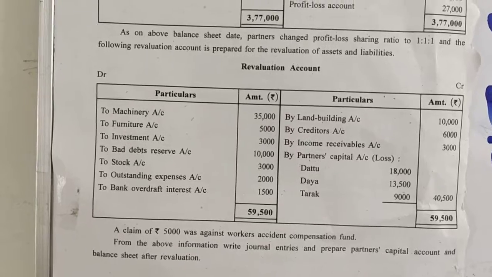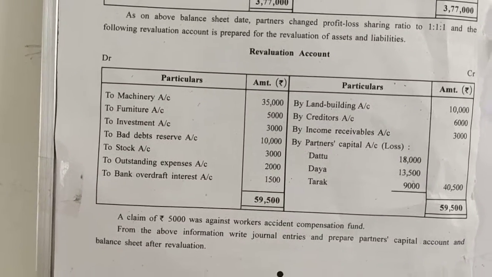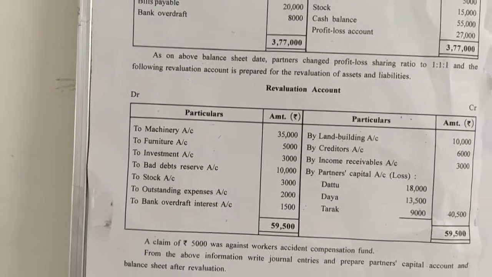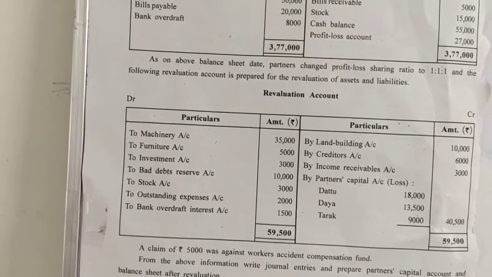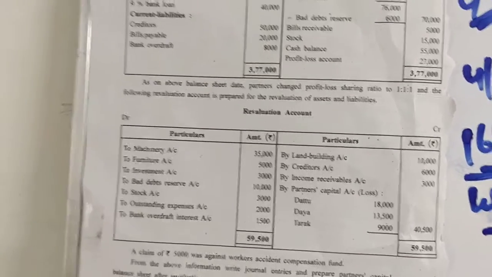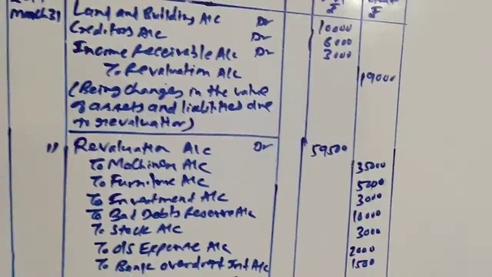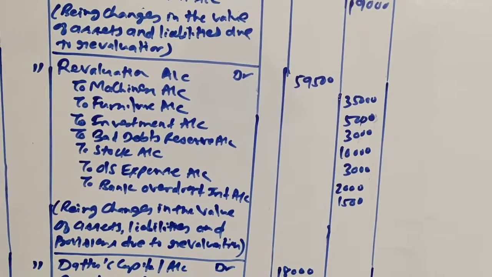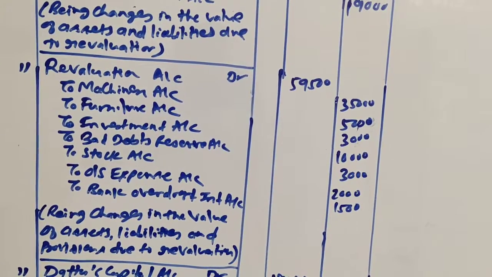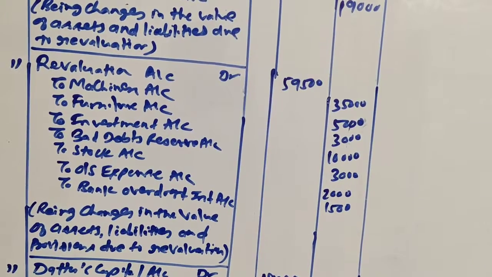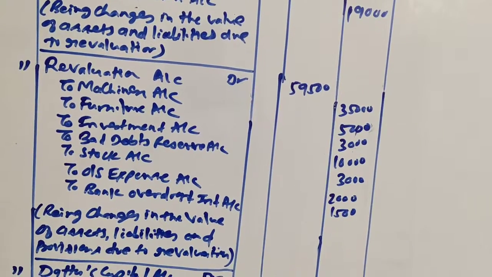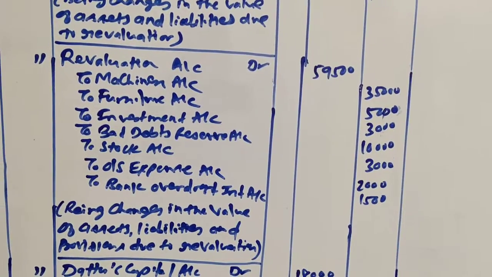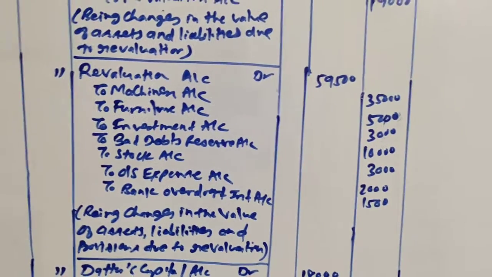Friends, debit side: machinery, furniture, investment, BDS, stock, outstanding expense, and bank overdraft interest. These many items are there. We will pass one entry for that: revaluation account debit to machinery, to furniture, to investment, to bad debt reserve, to stock, to outstanding expense, to bank overdraft interest. So here the entry is revaluation account debit. Second entry in my format: revaluation account debit 59,500, to machinery account 35,000, to furniture account 5,000, to investment account 3,000, to bad debt reserve 10,000, to stock 3,000, to outstanding expense 2,000, to bank overdraft interest 1,500, being changes in the value of assets, liabilities, and provisions due to revaluation.